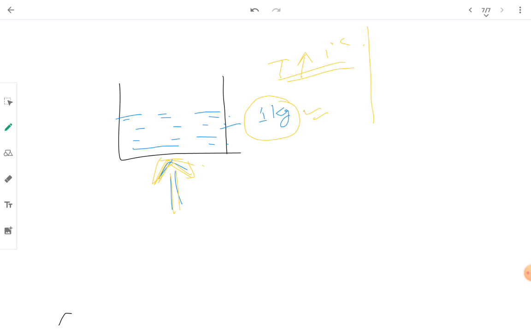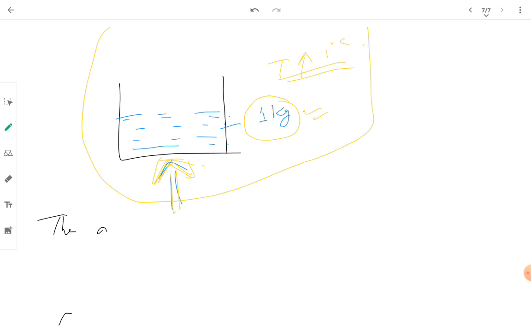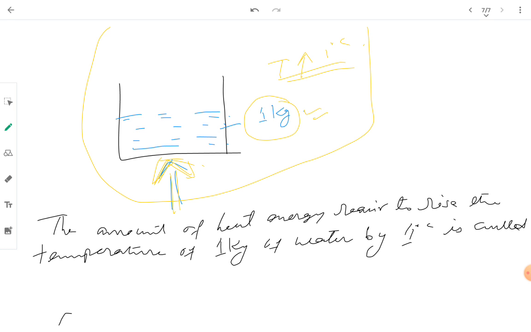So what will be the definition of it? The amount of heat energy required to rise the temperature of 1 kg of water by 1 degree C is called the kilocalorie.